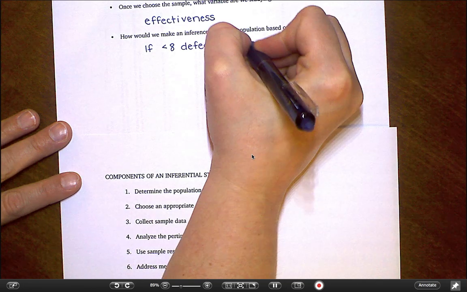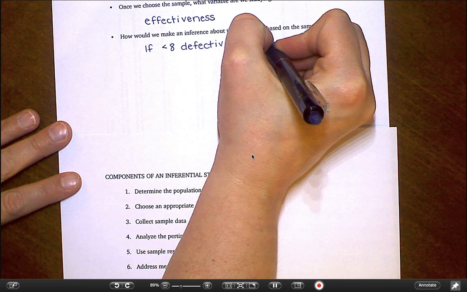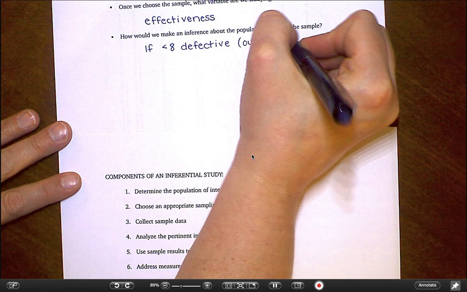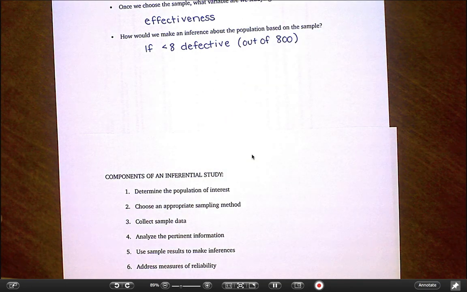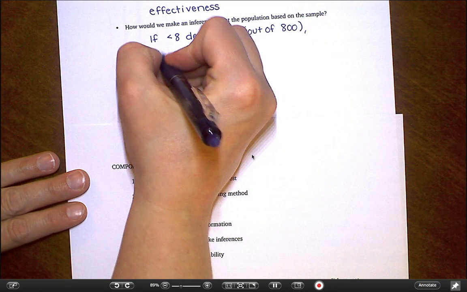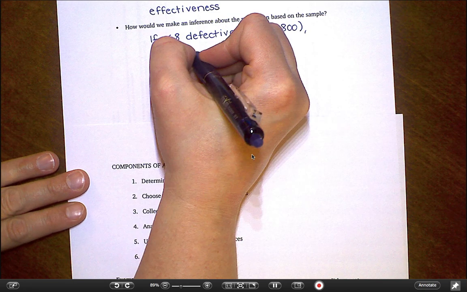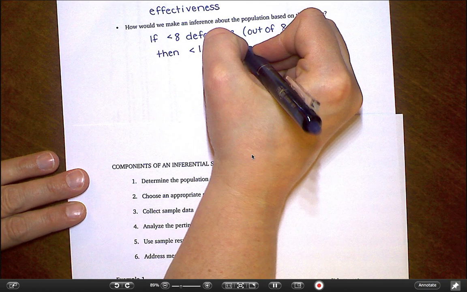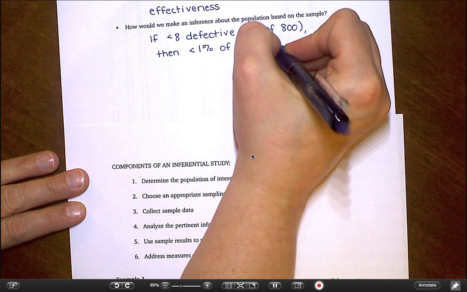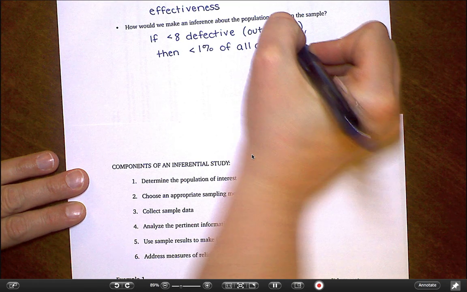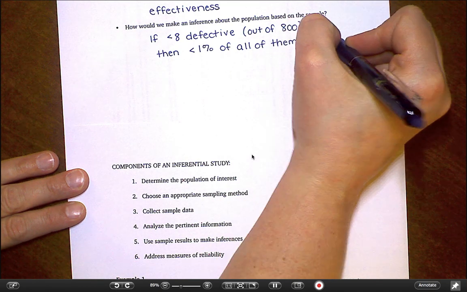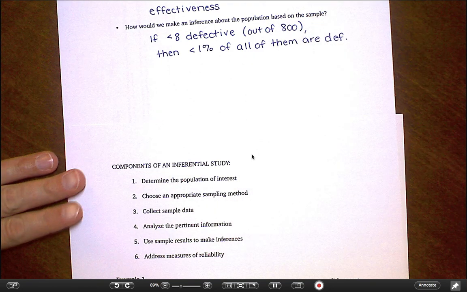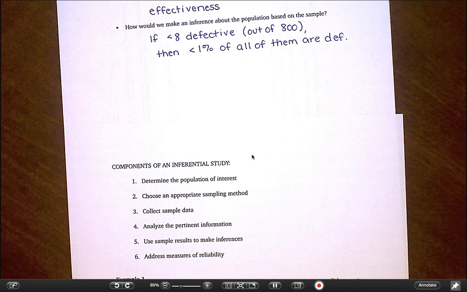out of 800, because 8 is 1% of 800, then fewer than 1% of all of them are defective. So if we test those 800 and there are fewer than 8 that are defective, then chances are we can say it'll be less than 1% across the board.